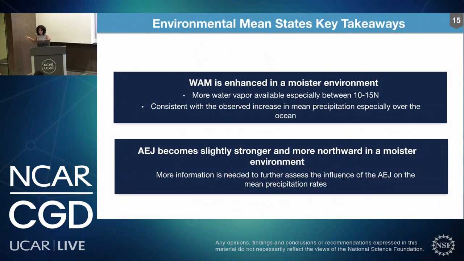So as a summary of this part, we know that between the West African monsoon and the African easterly jet, they both are enhanced in some way in the moist environment compared to the control. But we saw a greater difference in the West African monsoon in the moist environment compared to the control one. So we can say that the mean precipitation rate can be more associated with the West African monsoon, specifically because with the moisture availability, those clouds can intake that and form.